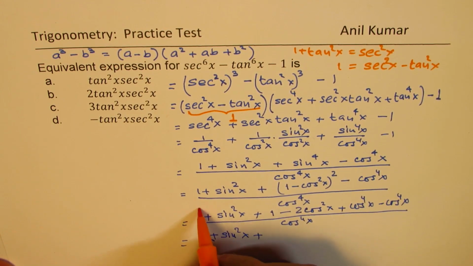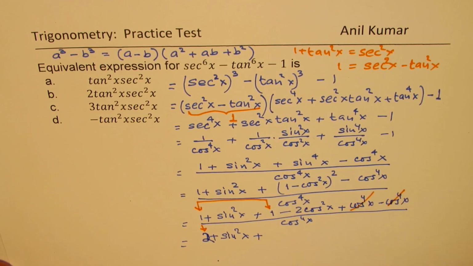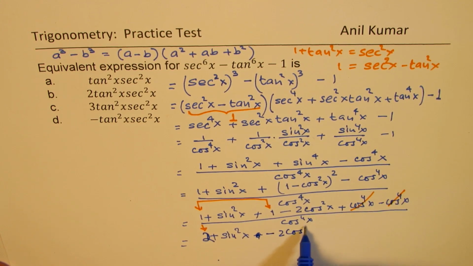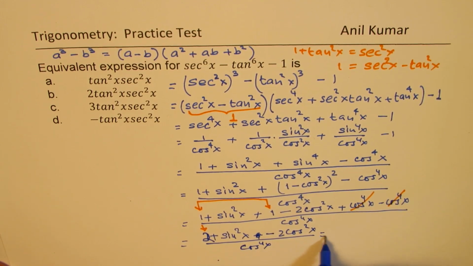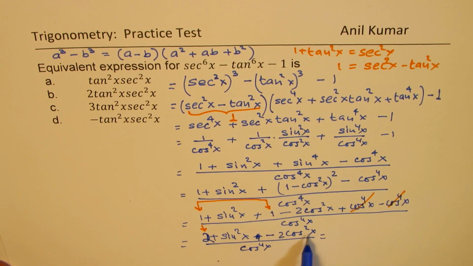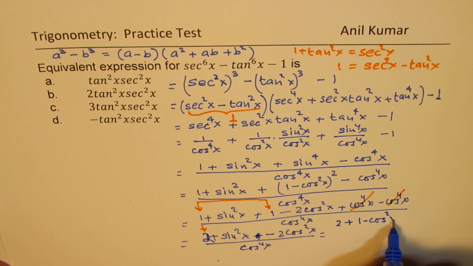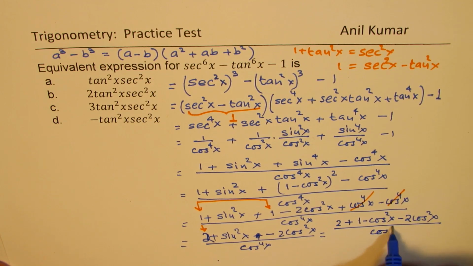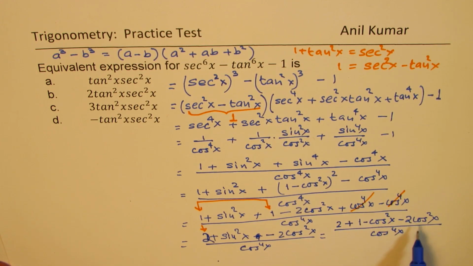So we are adding these two ones. We are getting 2 here. Sine square x. Cos cancels and we have minus 2 cos square x over cos to the power of 4x. Now we'll write sine square x as 1 minus cos square x, right? So we could write this as 2 plus, for sine square x, I'm writing 1 minus cos square x. We already have minus 2 cos square x divided by cos to the power of 4x. Clear? So 2 plus 1 is 3 and we get here minus 3 cos square x.